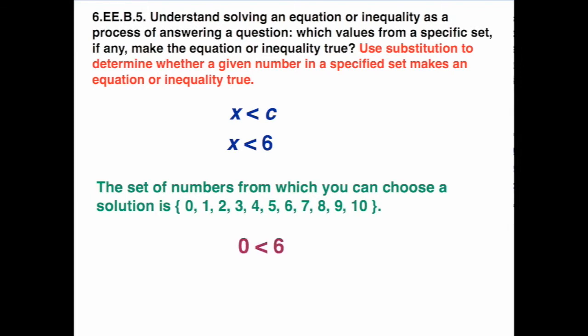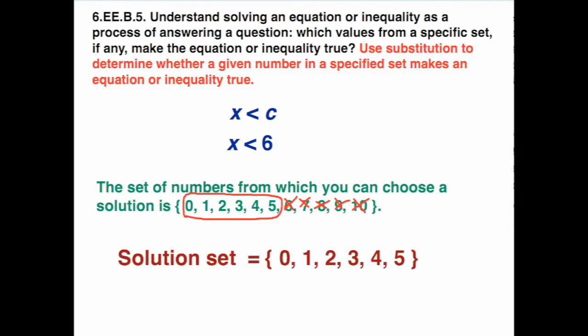So following the standard, we plug in a 0. Yeah, that works. 0 is less than 6. 1 works. 2 works. And we keep going, and we figured out that, well, 0, 1, 2, 3, 4, and 5 work, but the rest of the numbers didn't. 6 is not less than 6, 7 isn't less than 6, and so forth. So our solution set would be the numbers 0, 1, 2, 3, 4, and 5.